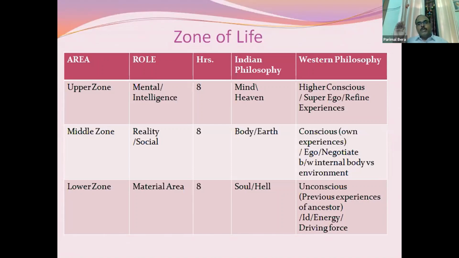So that is the upper portion. We may get direction from the upper level. Here are the upper zone letters, like the upper portion of the T, the upper portion of the H, the upper portion of B, B, so upper positions. That is our upper zone, and from the upper zone we can easily understand the higher consciousness, our superego, and even the refined experiences.